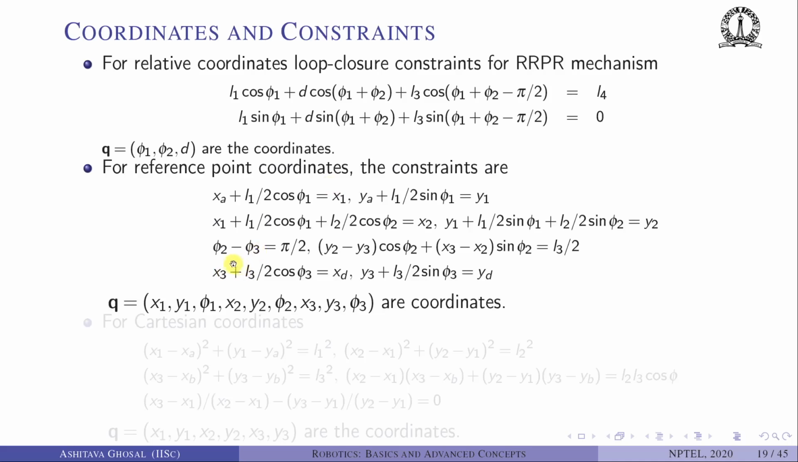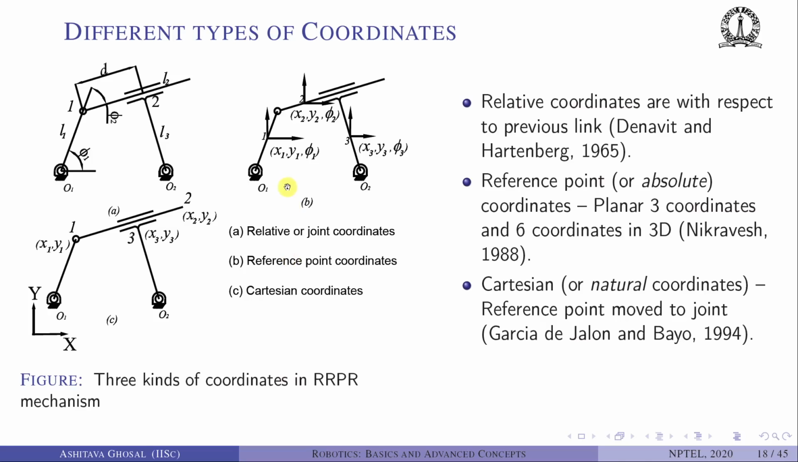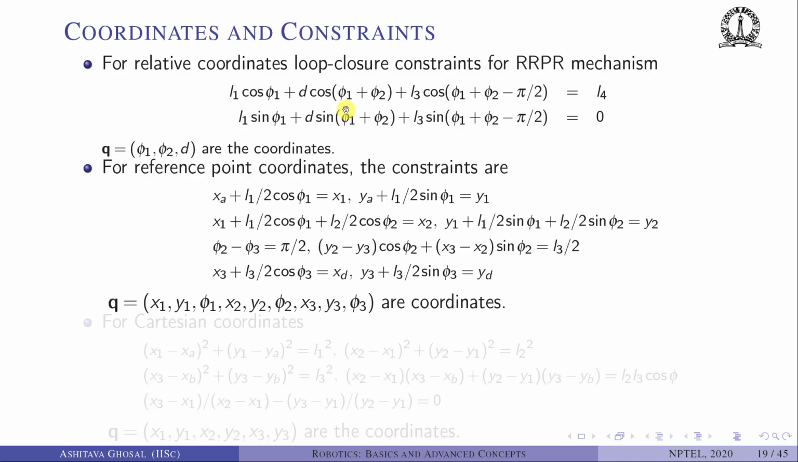So for example, phi 2 minus phi 3 is pi by 2. You can see that. This is phi 2, which is the orientation of this link, and phi 3 is the orientation of this link. If you see, they are 90 degrees apart, because at this prismatic joint, this angle is 90 degrees. So hence there are 8 constraints: 1, 2, 3, 4, 5, 6, 7, and 8. We have these 8 constraints and 9 coordinates, and hence it is 1 degree of freedom, which is what is expected.